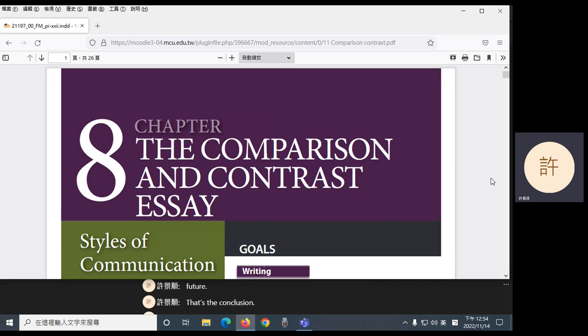Okay, so the body. How do you compare? There are two main strategies. The first way is one paragraph all about the first thing, and then the next paragraph all about the second thing.